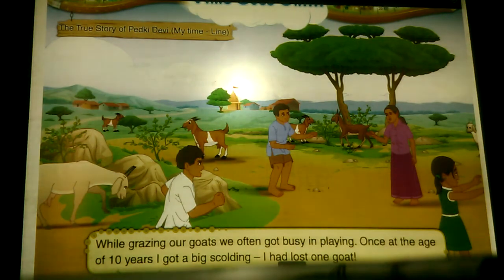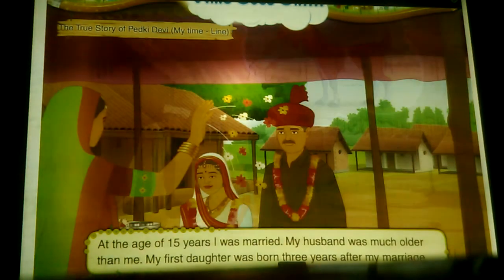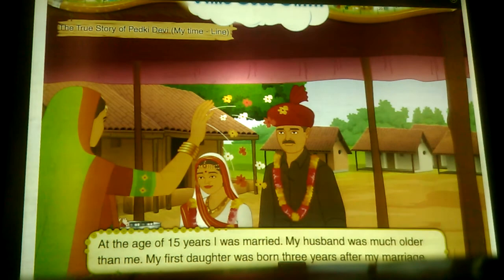While grazing our goats, we often got busy in play. Once, at the age of 10 years, I got a big scolding. I had lost one goat. At the age of 15 years, I was married.